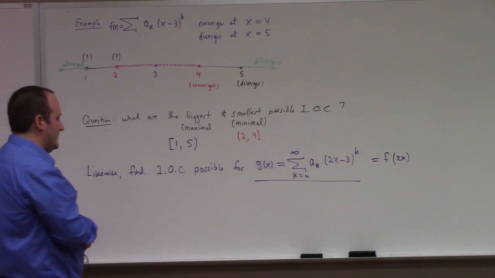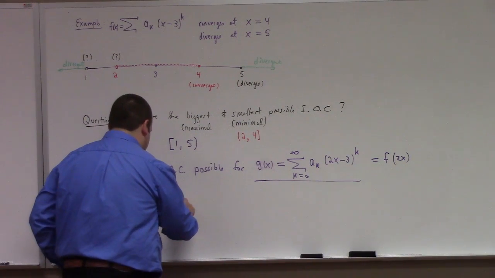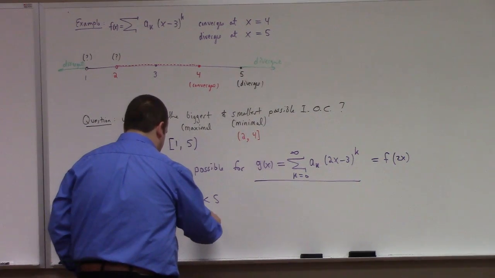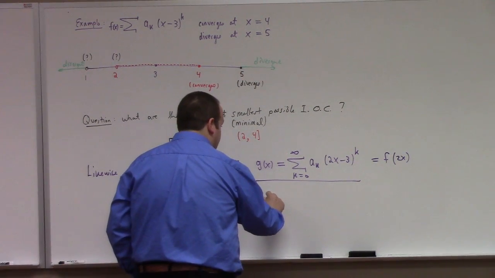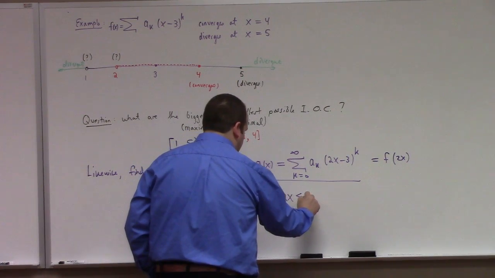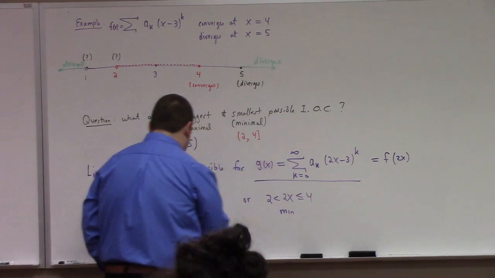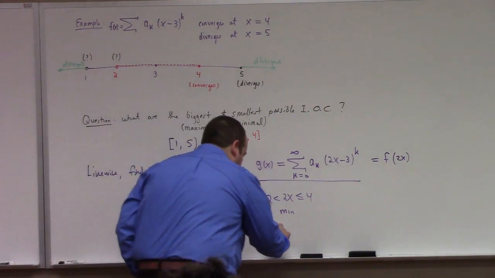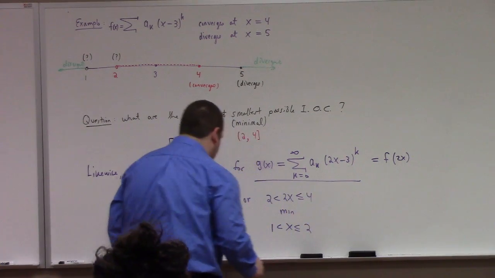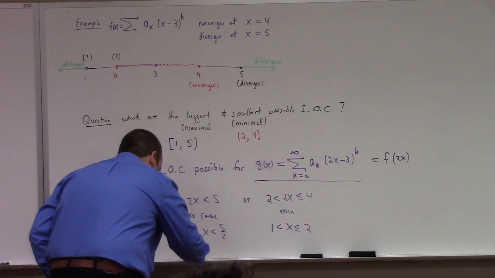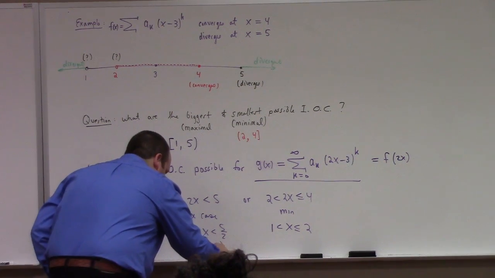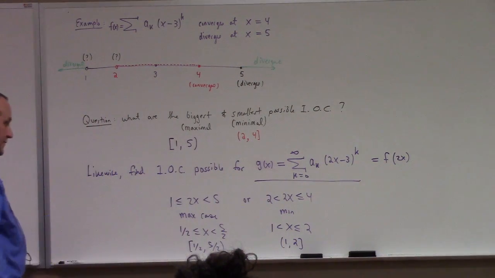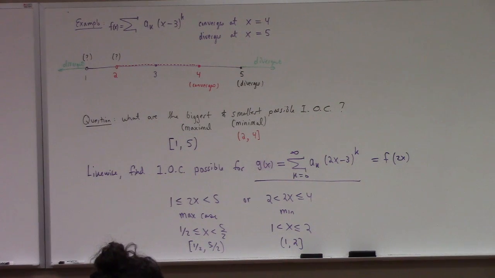So like, we'd either have 1 less than or equal to 2x less than 5 for the maximal case, right? Or 2 less than 2x less than or equal to 4 for the minimal case. And that would have given us what? Like 1/2 less than or equal to x less than or equal to 5/2, or 1 less than x less than or equal to 2. So what we have is 1/2 to 5/2, or 1 not included, 2 included. Those would be the maximal and minimal IOCs for g of x.